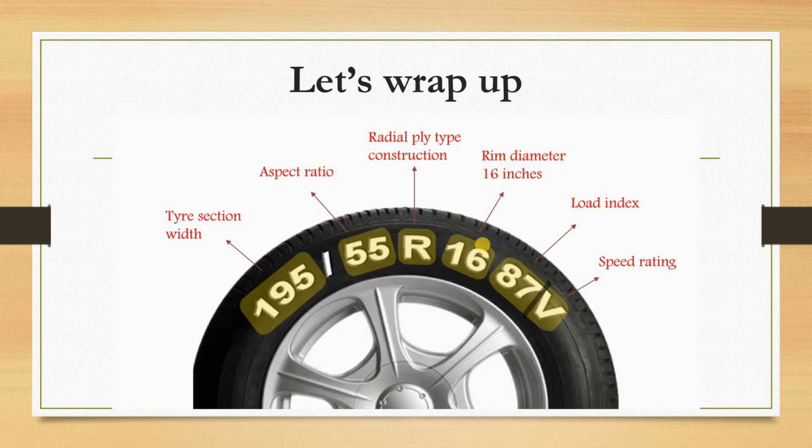And finally, wrapping up the session. The 195 gives us the tire section width, 55 gives the aspect ratio, it is nothing but 55%. R is the type of construction, and 16 is the inches of the rim diameter, 87 is the load index, and the final alphabet at the end is the speed rating.